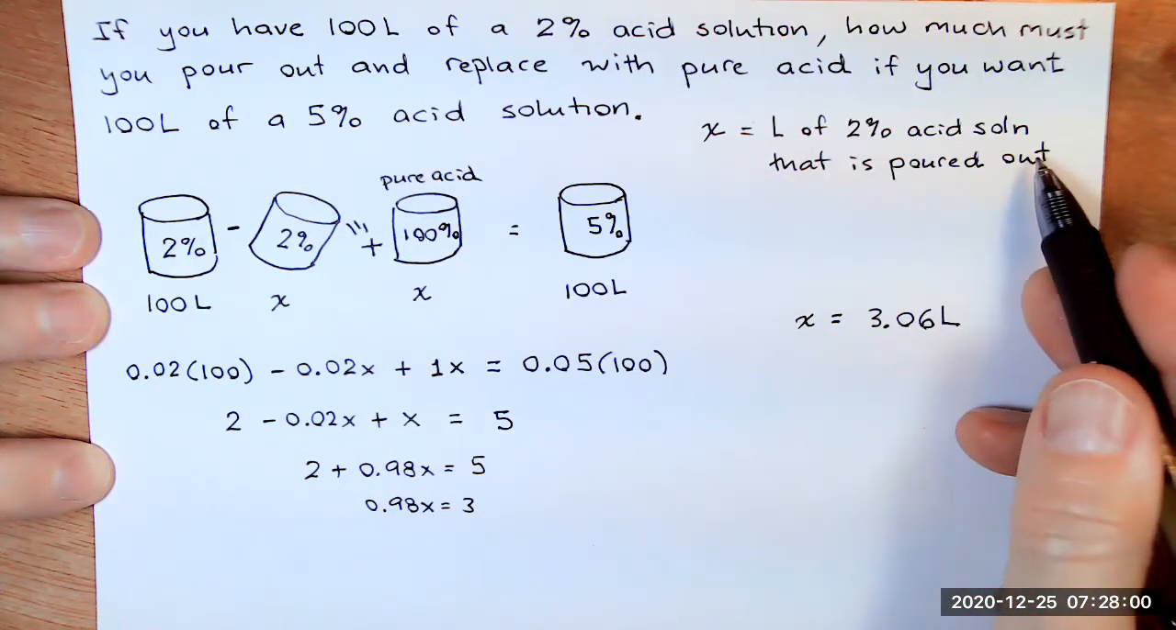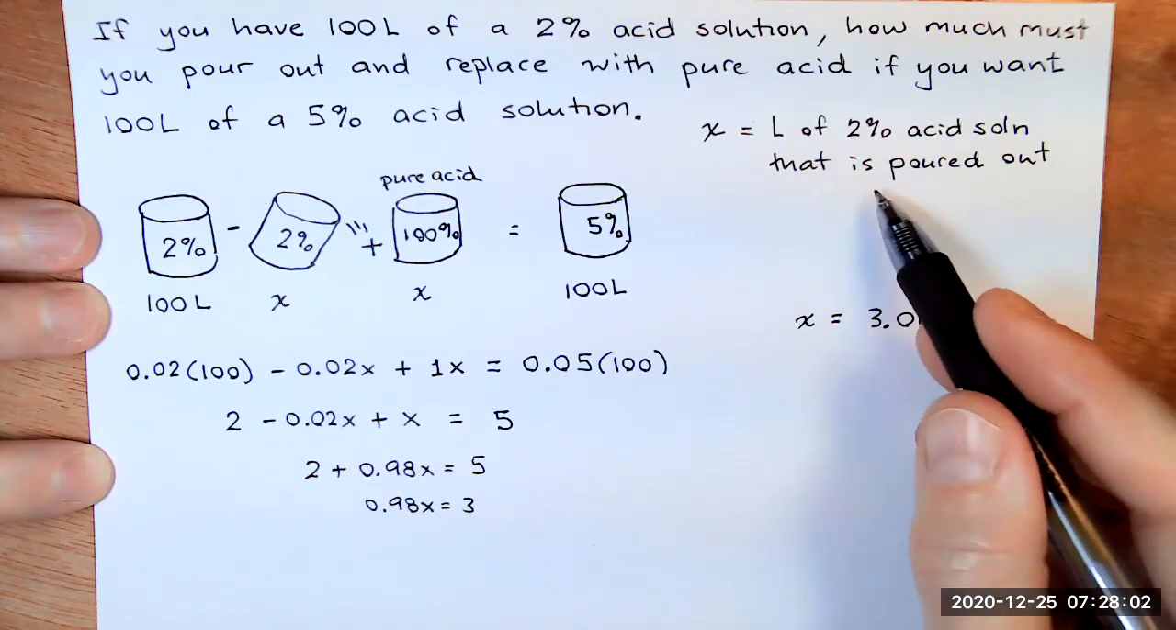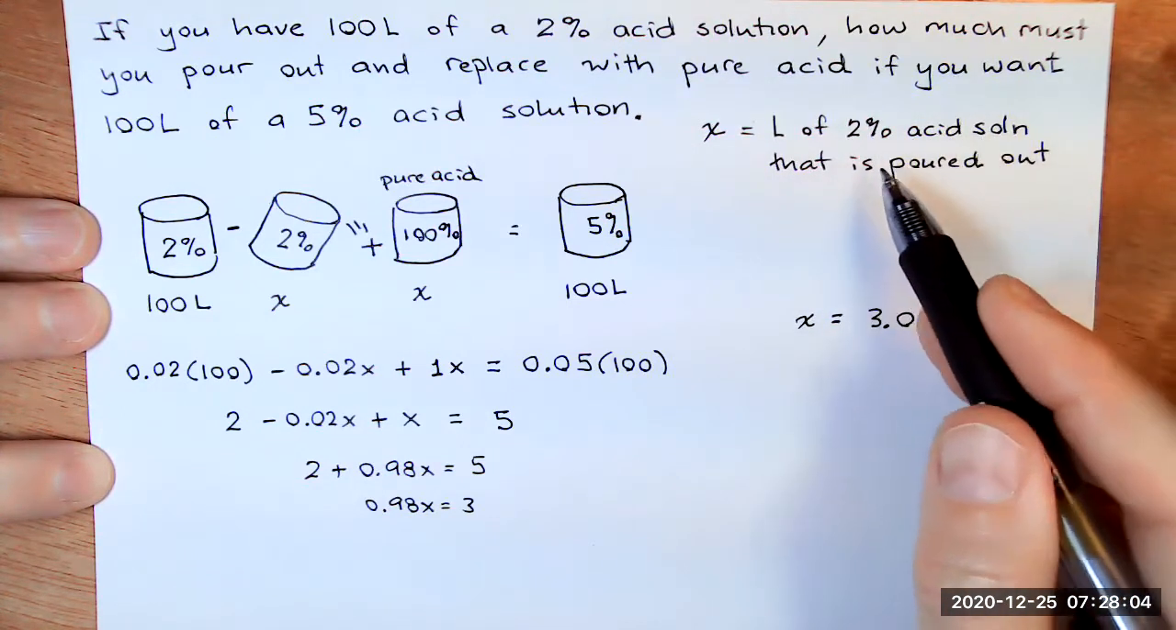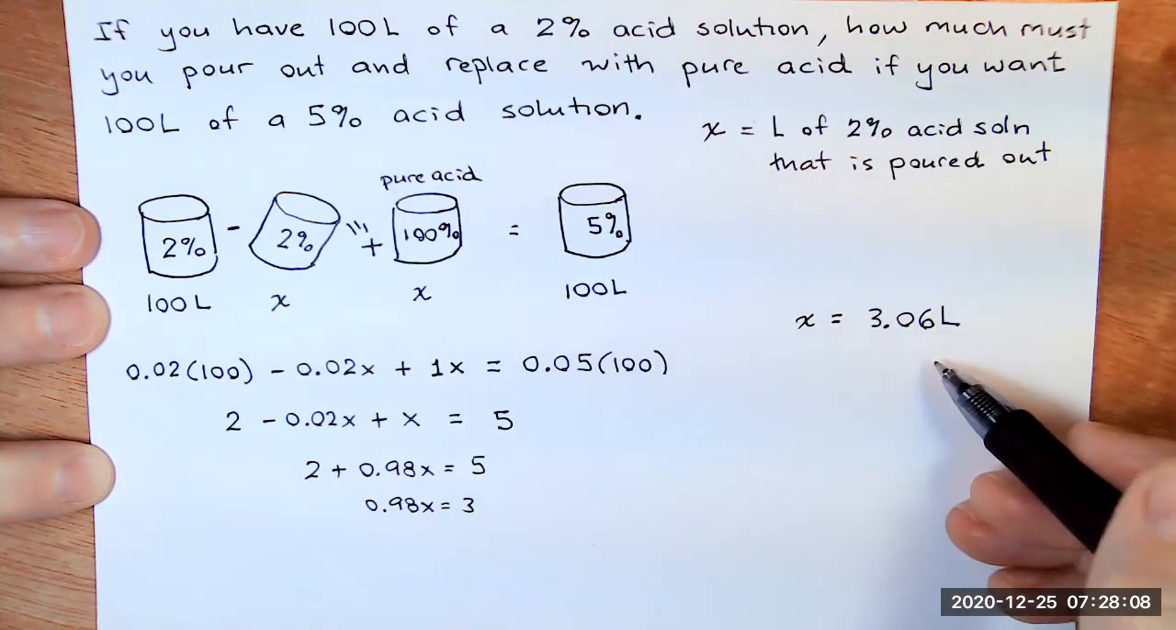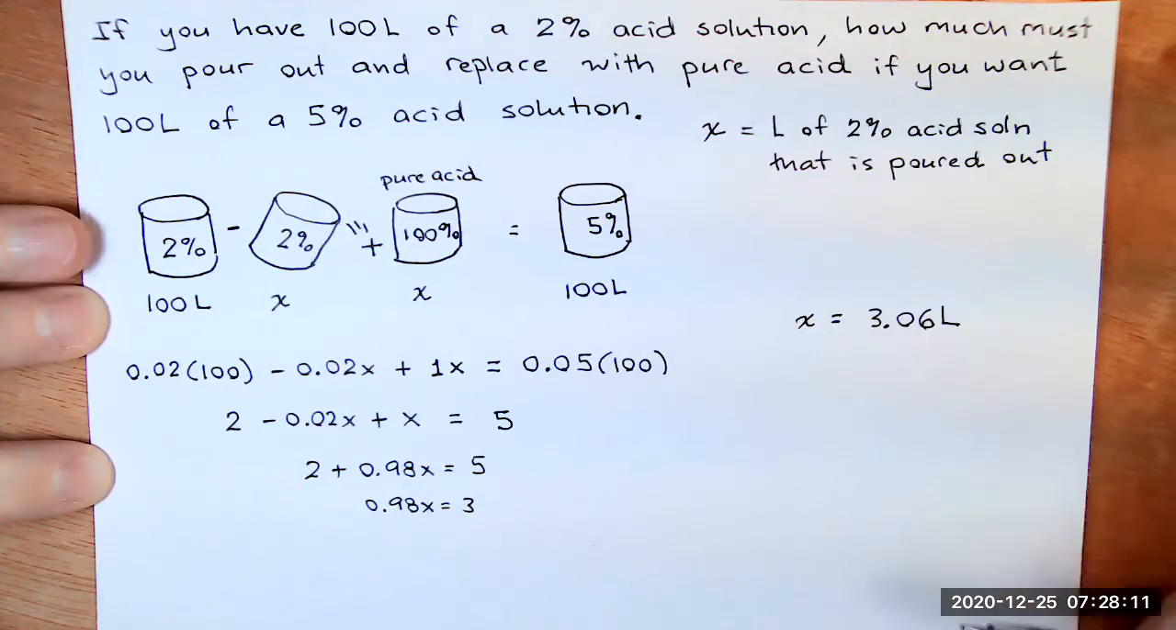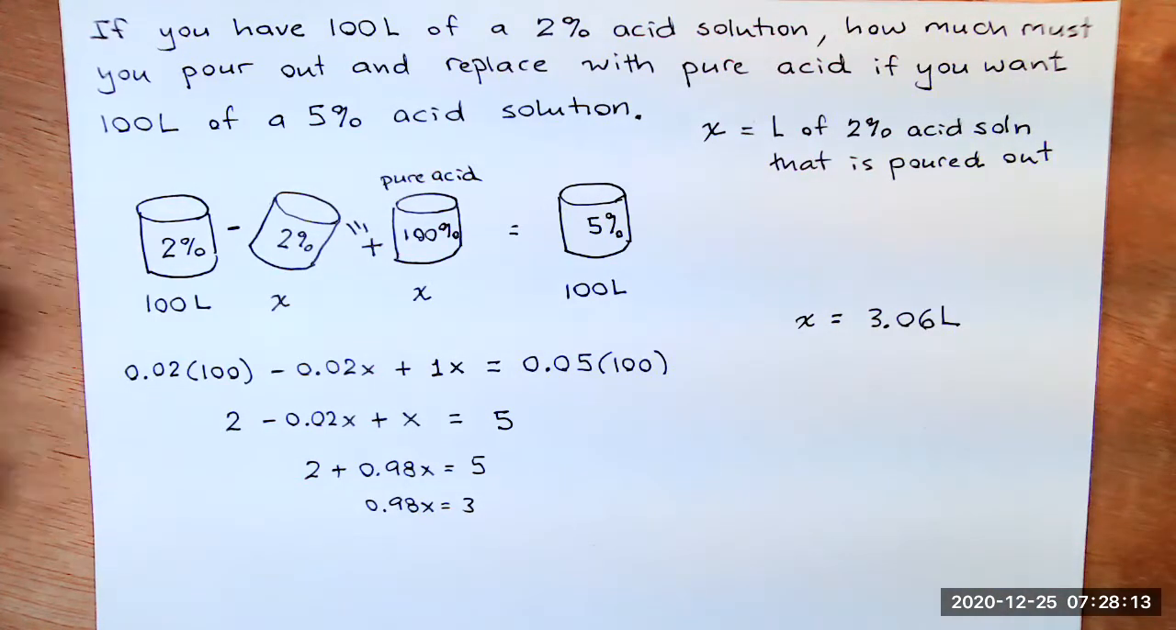And then go back and check. That's the liters of 2% acid solution that's poured out. You ask yourself, does that sound about right? And it does. All right, let's do another one.